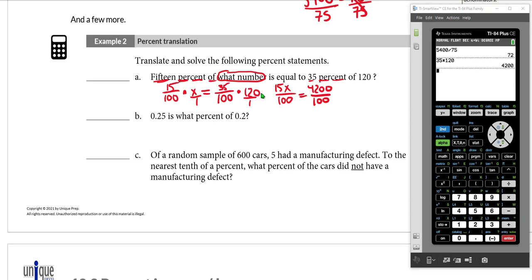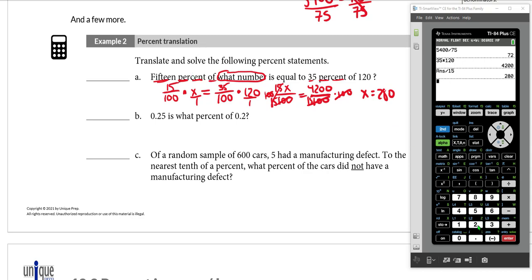Instead of cross multiplying here, I am going to use a little bit of cleaning up. I'm just going to multiply through by 100 and we'll be left with 15x equals 4200. I divide both sides by 15 to cancel the 15 there, and I get 4200 divided by 15, and I get that x equals 280. Let me see if that makes sense. 15% of 280 equals 35% of 120. Yeah, that would seem to make sense.